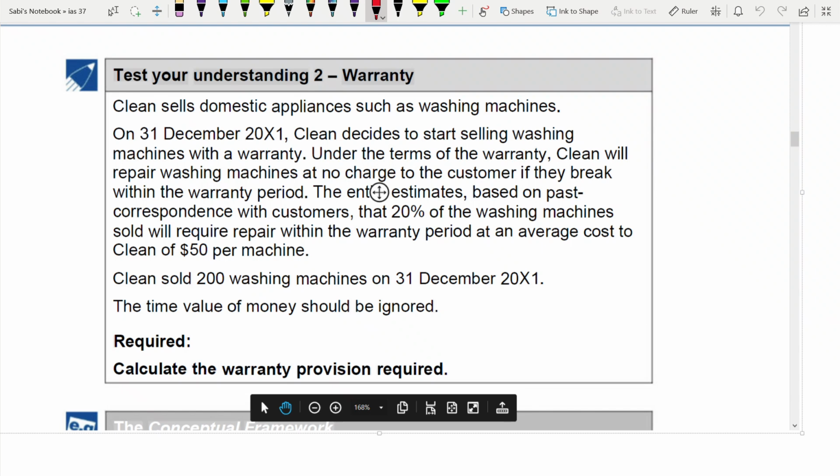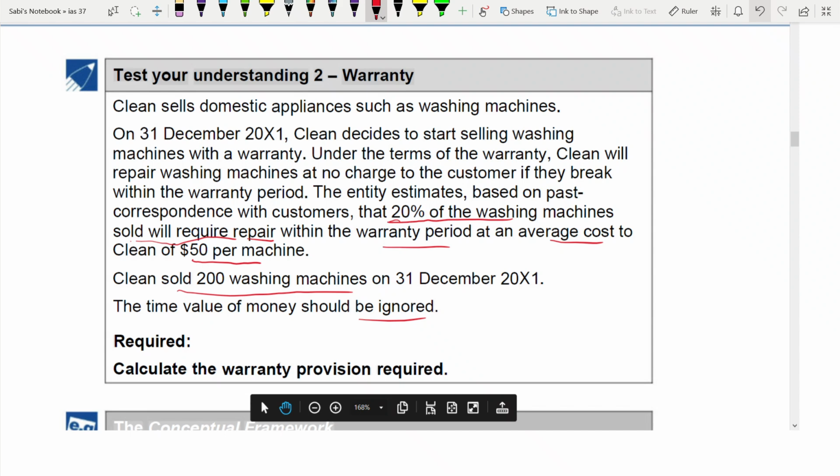In this case study, Clean sells domestic appliances like washing machines, and on 31st December 2001, they decide to sell the washing machines with a warranty. Under the terms of the warranty, if the machine breaks within the warranty period, they will repair the washing machine at no charge, free of cost. Due to past experience, the entity estimates that 20% of washing machines sold will require repair within that warranty period, at an average cost of 50 per machine, and they sold 200 washing machines. Time value of money should be ignored. So you need to calculate the provision.